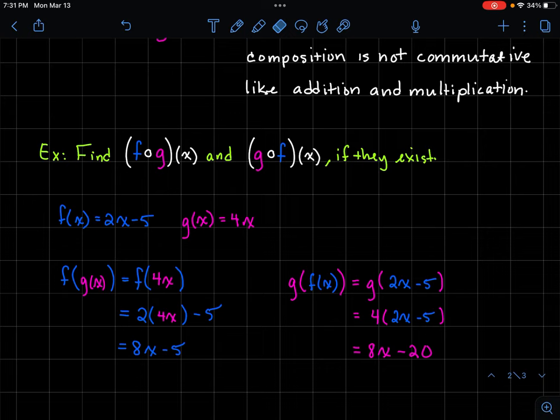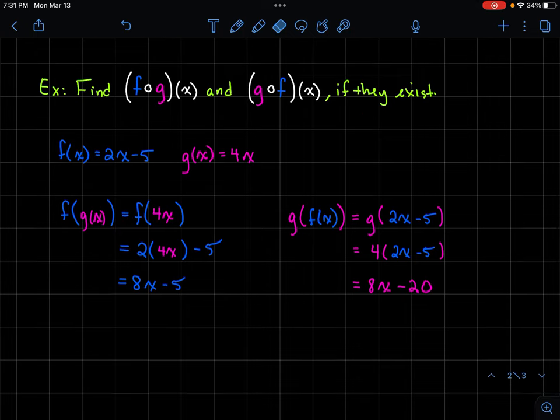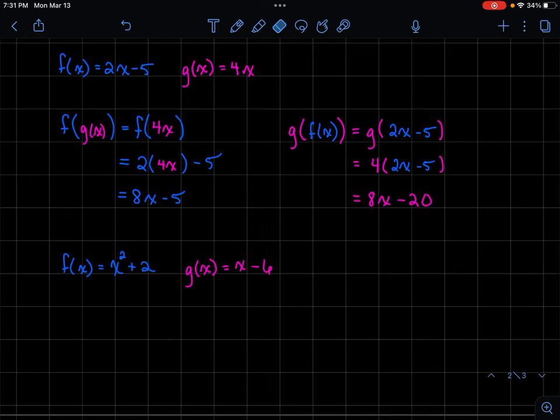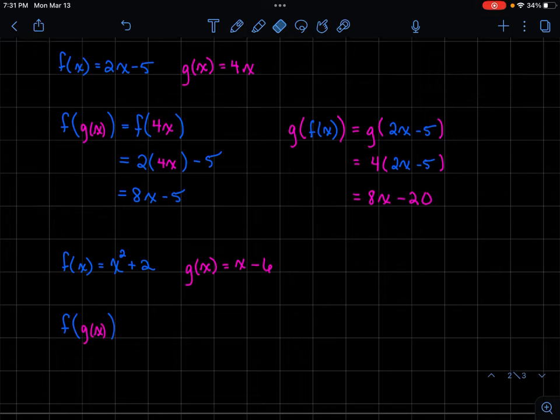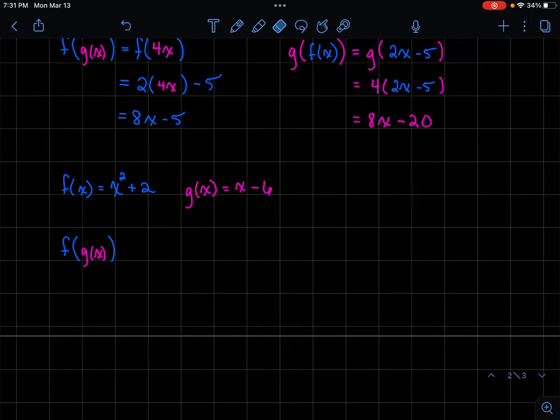Of course, these problems do get a little bit more complicated, especially when you throw exponents into the problem. So let's look at an example that involves some exponents. Now the f of x function is x squared plus 2. g of x is x minus 6. Starting with f of g of x. The g function is x minus 6. So anywhere there's an x in the f function, x minus 6 gets replaced. So there's the f function without the x. We know that we're putting x minus 6 inside the parentheses.